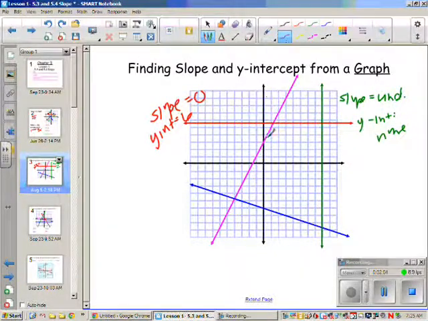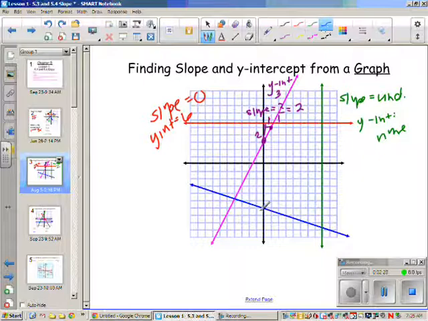Now we'll look at the pink line. It looks like the y-intercept, which is easier, is 3. And we'll look at the slope. I'm going to use that point, and it looks like that point. So I go up 2, that's my rise, over 1, that's my run. So my slope is 2 over 1, which is just the same thing as 2.